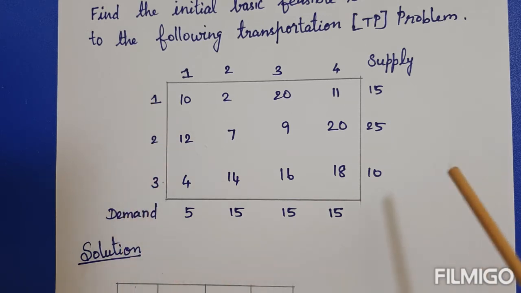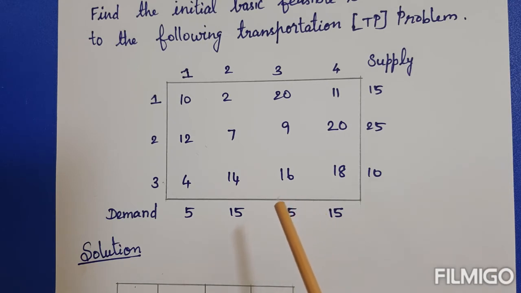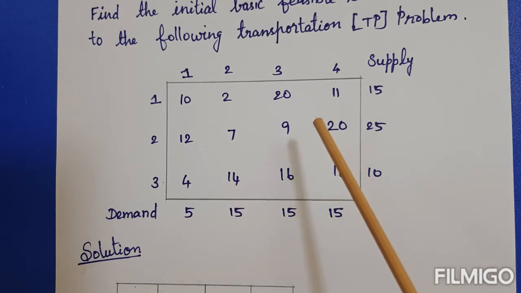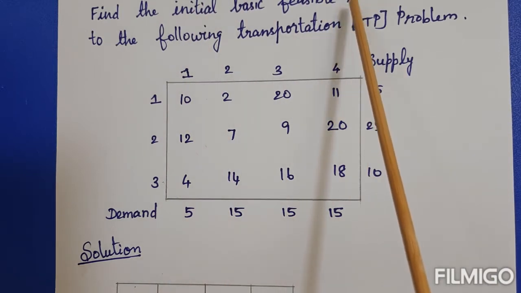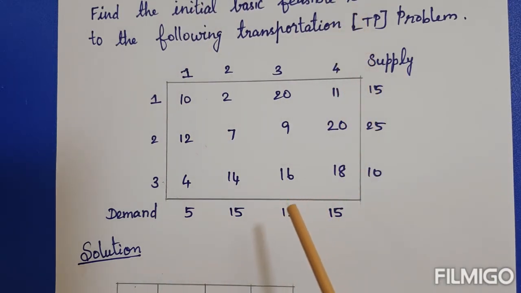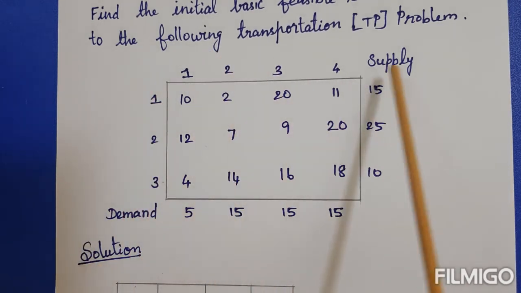Now we have to find out the number of units transported from the source Si to destination Dj. That is, using this Northwest-Corner method, we have to find out a minimum cost plan for transporting a single homogeneous commodity from these sources to these destinations.